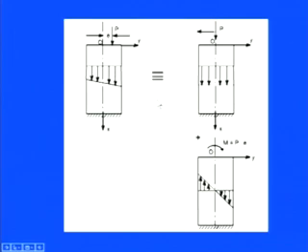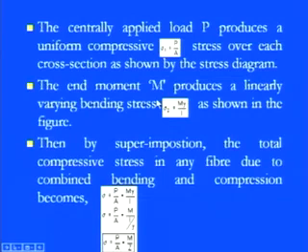So this is the real feeling of eccentric loading, and that's why the centrally applied load P produces the uniform compression, as I showed you, sigma 1, which is P by A stress, where each cross section has the same stress diagram in a uniform way. While the end moment, this bending moment M, produces the linearly varying bending stresses sigma 2, which is M y by I, or M by Z, as shown in the other figure. And if you combine those things, then we have the superimposition figure.